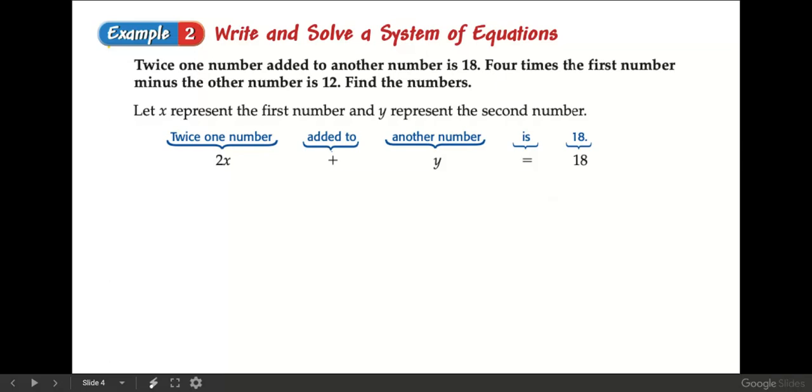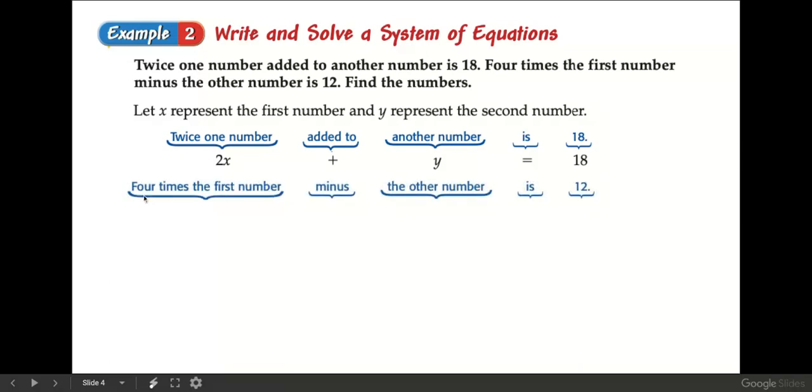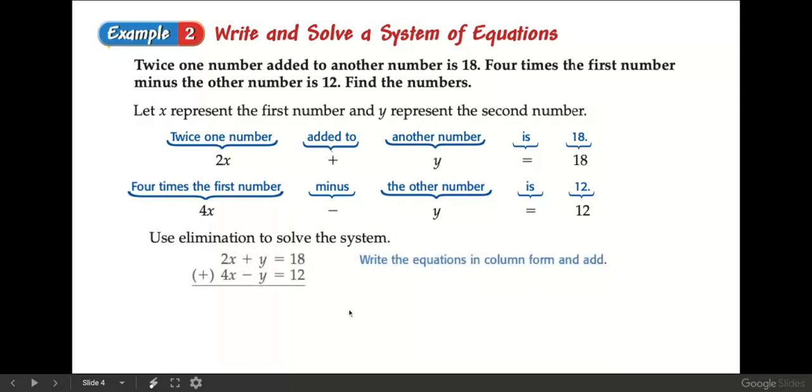Let's look at the second sentence. The second sentence says 4 times the first number minus the other number is 12. So 4 times the first number, x, minus the other number, y, equals 12. So now I have my two equations. Now I have a system of equations. So let's use elimination to solve this. So here are my two equations stacked on top of each other.